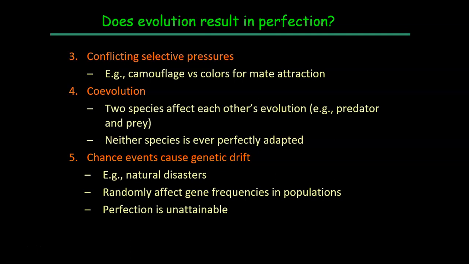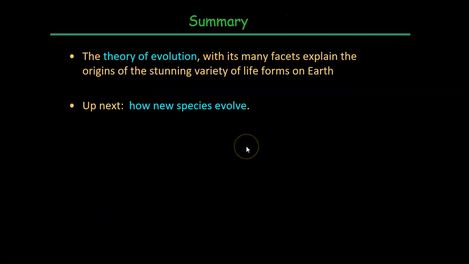And then finally, you've got chance events like we talked about. All that genetic drift stuff, that stuff happens. And as a consequence, it changes the genetic frequency of a population to the point that even if it had started to come closer to perfection, something like that is going to wipe out a lot and cause it to be farther from perfection.